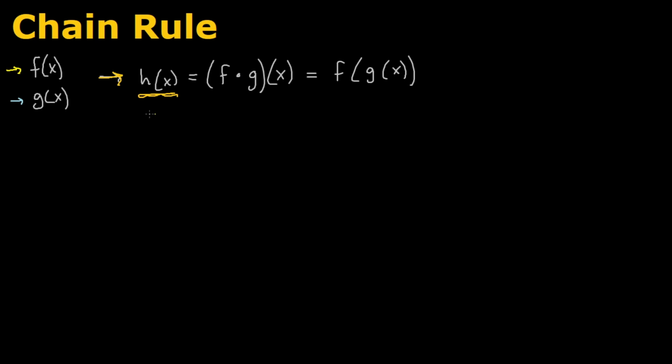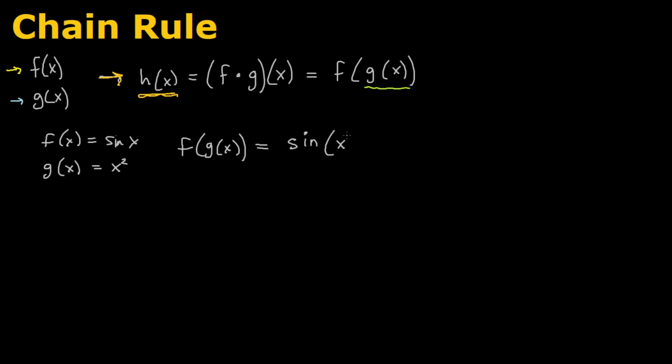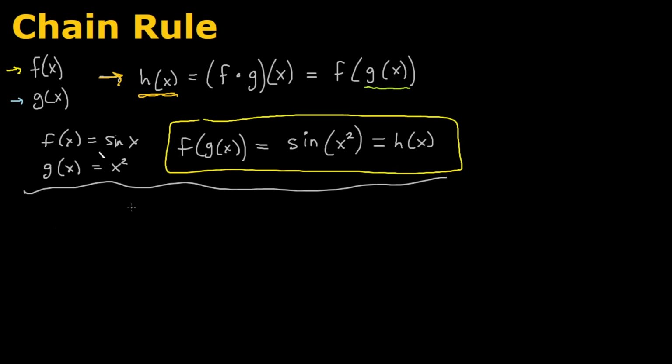So in other words, we're going to take g of x and plug it into our function f of x. So here's what that might look like. If we define f of x as the sine of x and g of x as x squared, f of g of x is what happens when we plug g of x into f of x. So in this case, we'd be plugging x squared into our sine of x function. So this would be sine of x squared. So that's going to be our h of x.